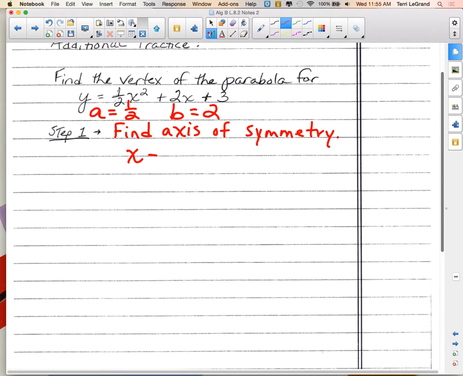Which happens to use this nice little formula to do it. And we have identified all the stuff we need to be able to do that, so we will substitute in. For B, we're going to put a 2. For A, we're going to put a 1/2.